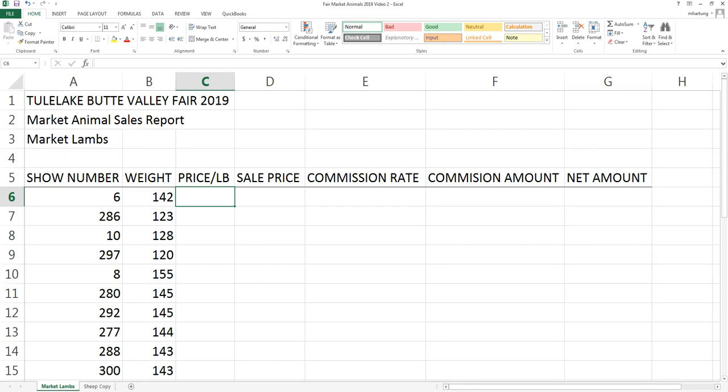Next, we will enter the price per pound for each of these market lambs. Don't worry that the decimals aren't showing up. We're going to format this with $ sign format, accounting format, or finance format after we get them all entered.